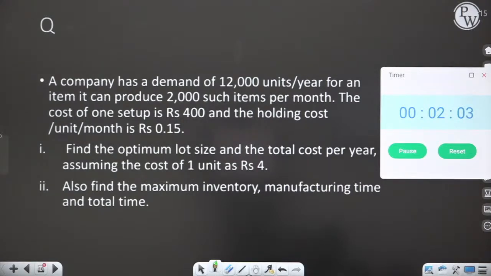So yes, find out. So 1 minute 40 seconds is remaining.